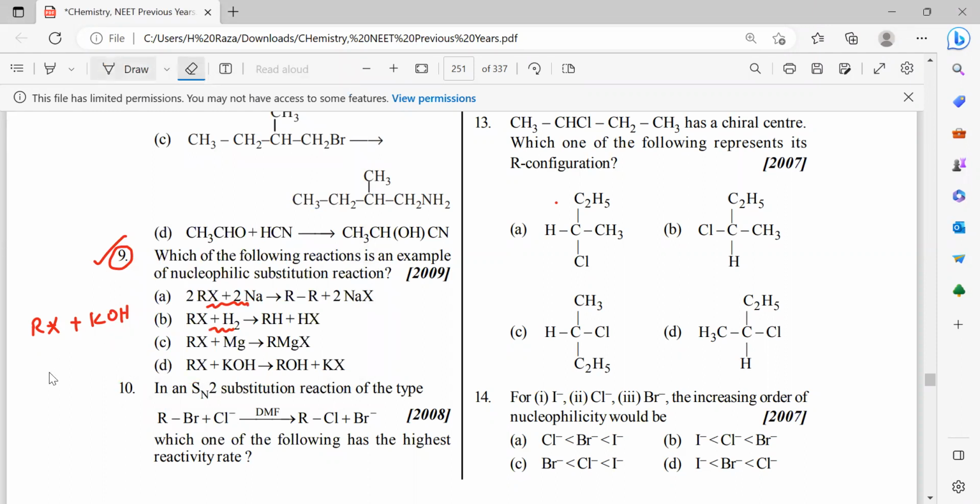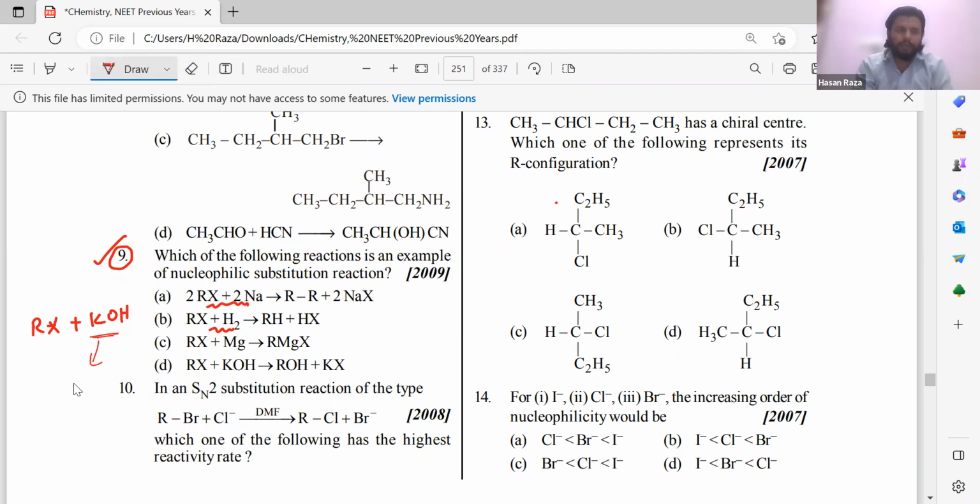So in this reaction, you can see OH minus forms as a nucleophile, which will attack R and form ROH. So the best example is B. Nucleophilic substitution reaction means the nucleophile will substitute. So OH minus is a nucleophile. Is that clear?